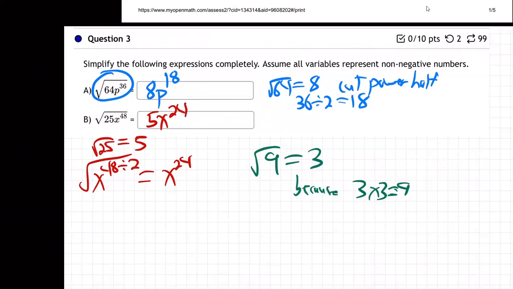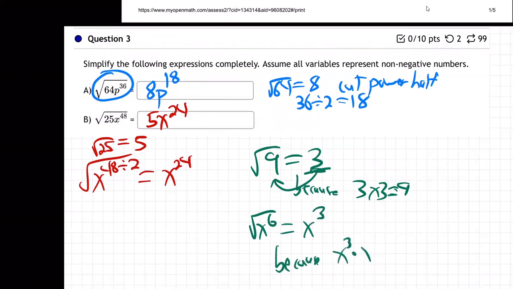So now let's think about the letters. What would be like the square root of x to the 6, for example? Well, remember what we just agreed square roots do. They say, what times itself is this thing? That's why the square root of 9 is 3, because what times itself is 9? 3. So what times itself is x to the 6? The answer is x to the 3rd. Because x to the 3rd times x to the 3rd is x to the 6th.